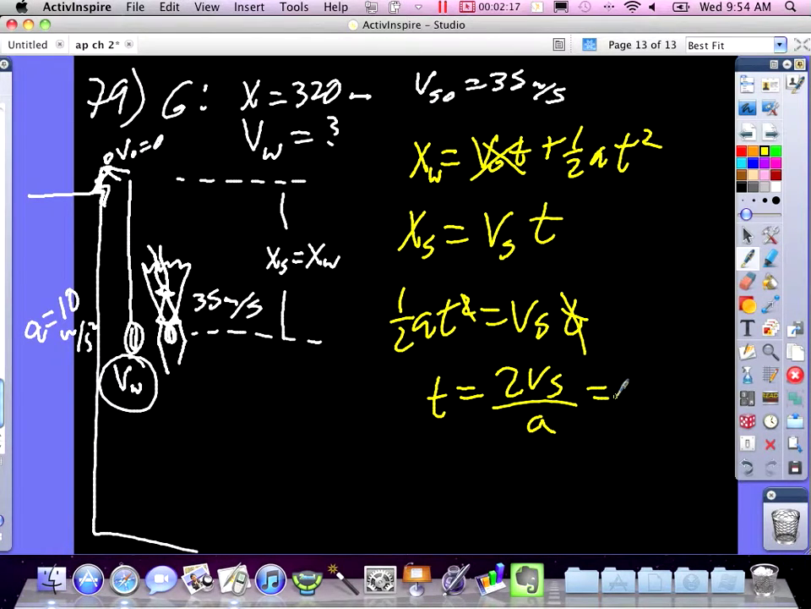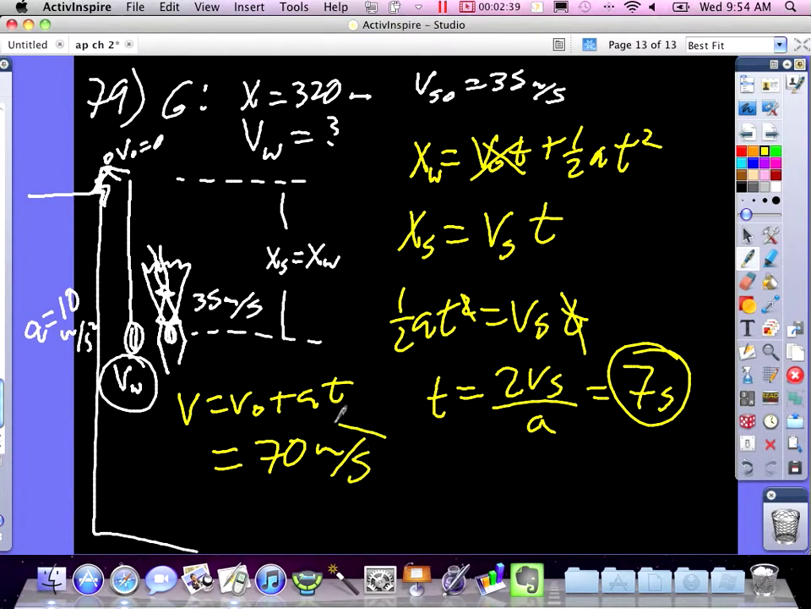So 2 times the velocity of Superman. That's 70 divided by 10. So that's around 7 seconds. And now once we know that, we can go ahead and just use the first equation on our formula sheet, which is v equals v0 plus at, or 70 meters per second.